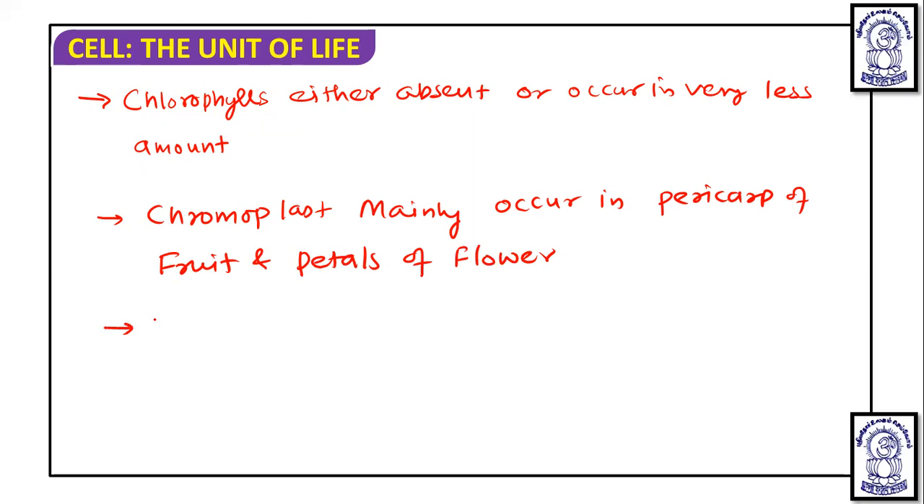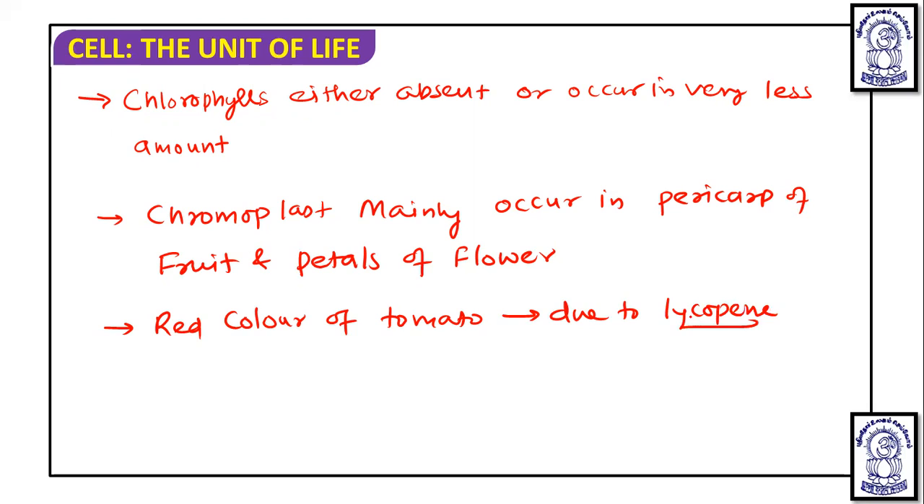Now we know that tomato is red color. So it is known that the red color of tomato is due to a red pigment, that is lycopene, which is the basic unit of carotene. This chromoplast occurs in petals and gives them color.